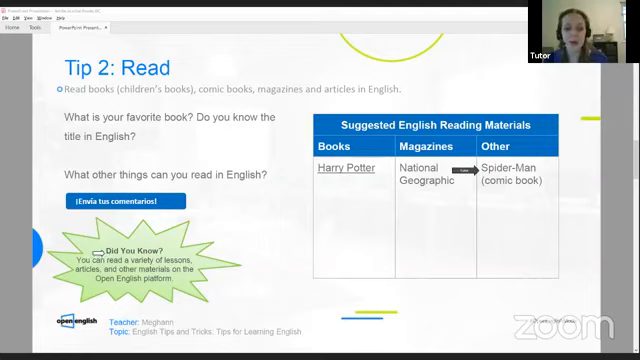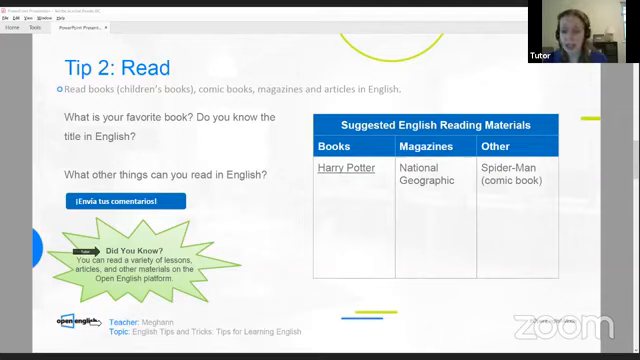And did you know you can read a variety of lessons, articles, and other materials on the Open English platform? There are lots of opportunities to practice reading on the Open English platform. So let me watch for your comments. What are your suggestions? What is your favorite book? Do you know the title in English? What things can you read in English?